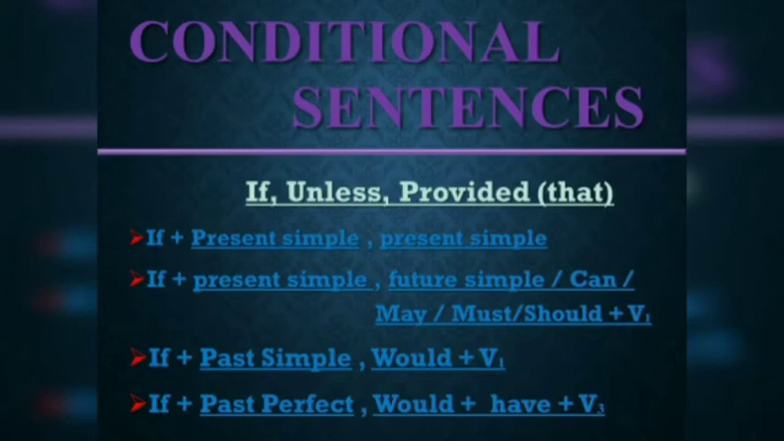Next sentence for the same is, if I had a zoo, I would allow people to interact with the caged animals more. Next sentence, if I were a bird, I would fly high in the sky. So now the last fourth category. The last category is if there is past perfect tense in the if clause, then in the main clause we will use would have plus V3.